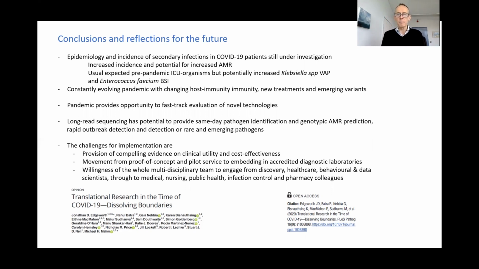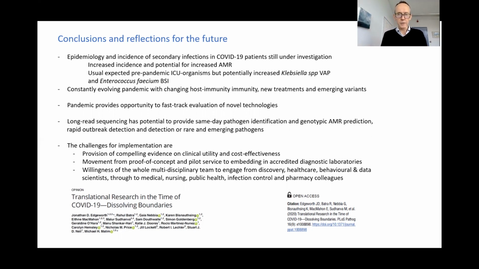You ask me what the challenges will be. I don't think it's in the technology. I think the technology is going to be there. There's lots to do, but I think we'll get there. Providing evidence of clinical utility and the cost effectiveness, and then moving from this proof of concept pilot service stage into embedding it in accredited diagnostic laboratories as a service for the whole of the NHS, the whole data science and technology challenge.